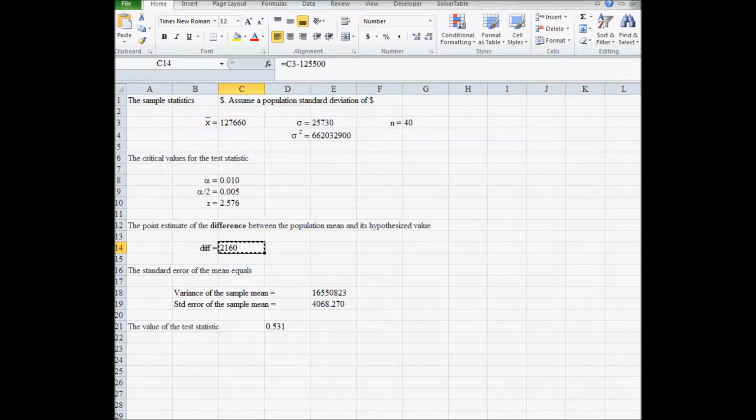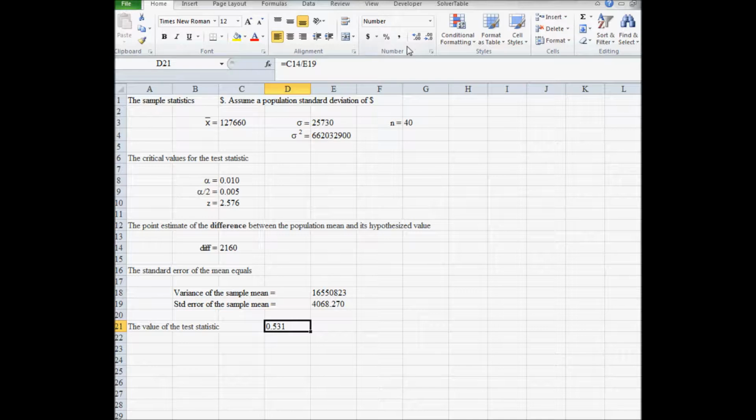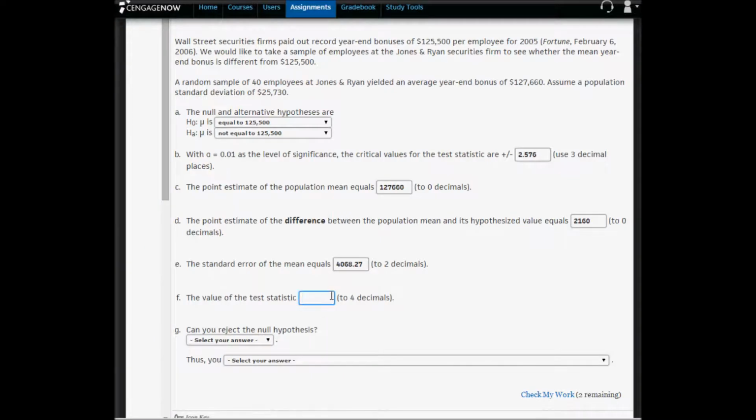The standard error we computed at 4,068.27, and we need that to 2 decimal places, so I'm going to delete 1 0. The test statistic needs to be to 4 decimal places. So we go back to Excel, increase the number of decimal places to 4. With a test statistic equal to 0.5309, we copy that in.